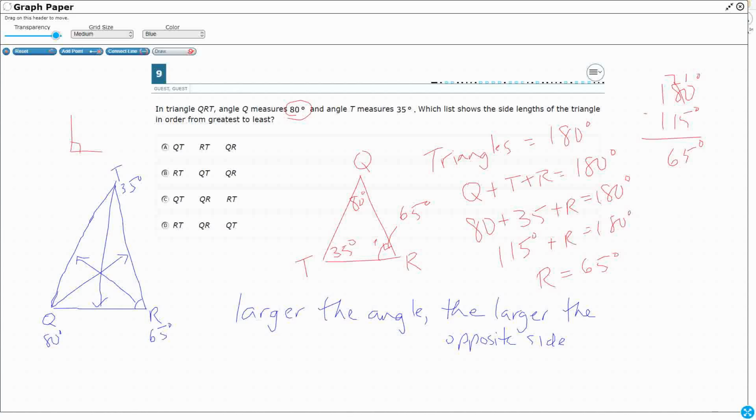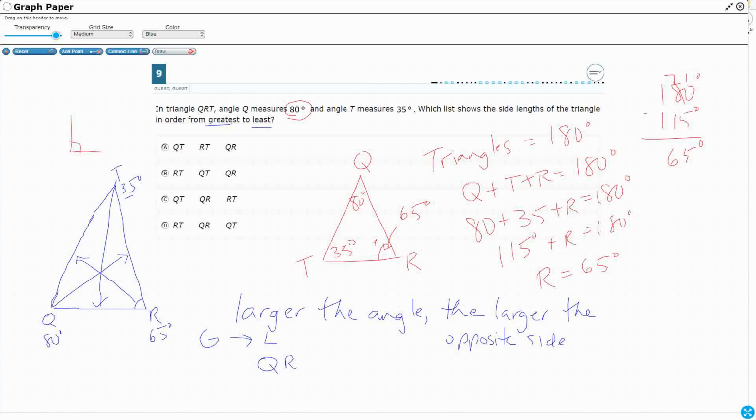Now, visually look to see which of these sides looks the smallest. Well, QR looks to be the smallest. And I'm trying to put these in greatest to least. Now, visually it looks the smallest, right? Because it's the shortest, but I also know it's the smallest because it is across from the smallest angle. So I can put QR last in line, that's my least, because it is across from the smallest angle.